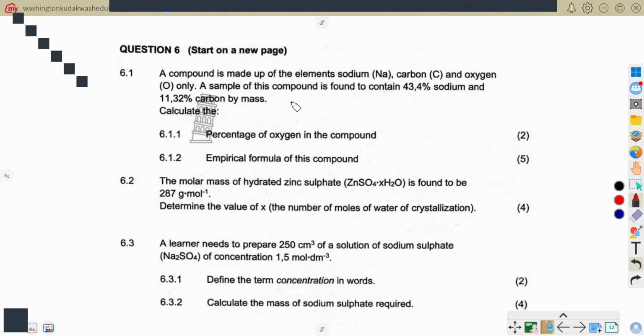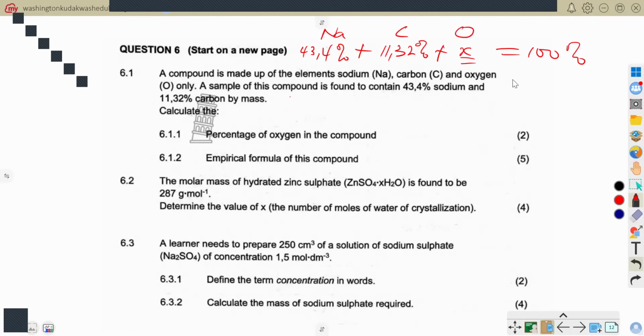So we are saying that a compound is made up of sodium, carbon, and oxygen. And then we have been given the percentage of sodium, which is 43.4%, and the percentage of carbon, which is 11.32%. So what's missing is the percentage of oxygen, where they total to 100% if you add them. So for you to find the percentage of oxygen, you just need to subtract the total of these two from 100.